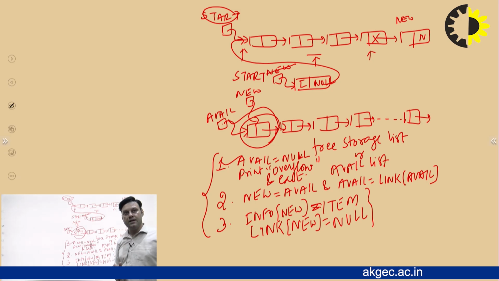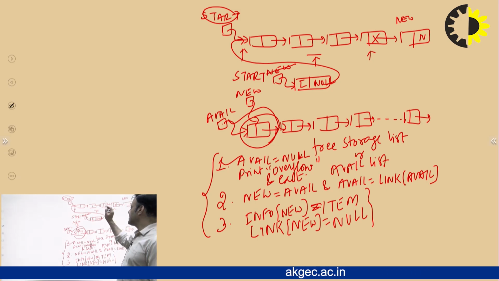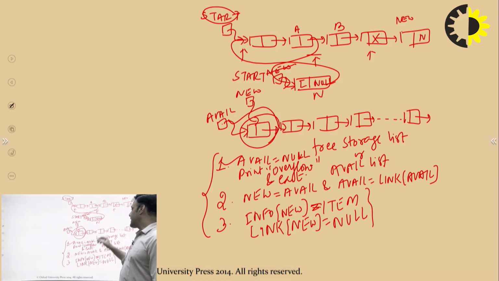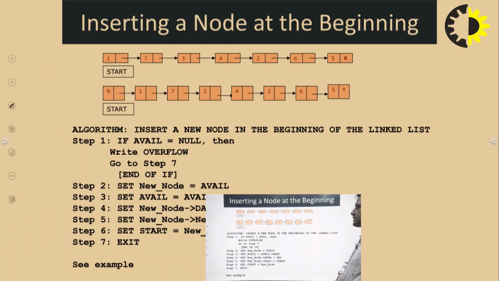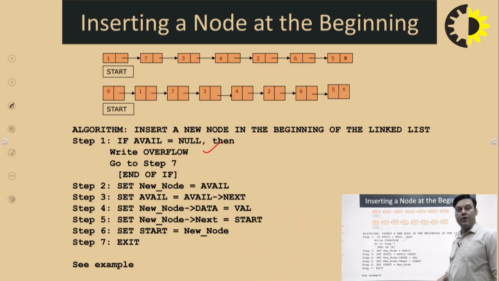The third case is, if we want to insert in between. We will have node A and node B, and we want to insert this node N in between. The next of A will have the address of this new, and the link part of this new will have the address of B. This is how insertion works. Okay students, let us see the algorithm. You can see these are the steps that I have told you: step number 1, step number 2, and step number 3.